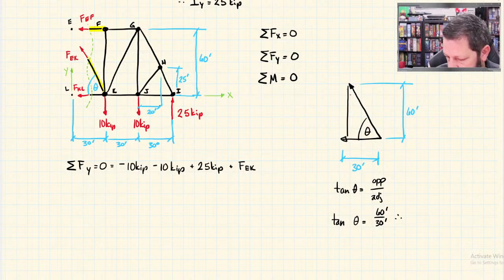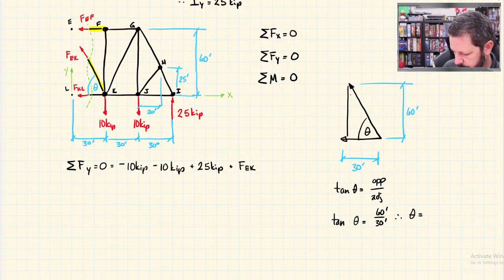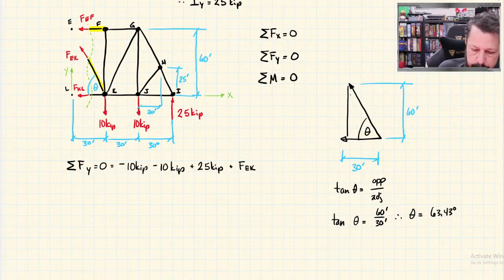Therefore, theta is equal to something. Let's see. How do I do inverse tangent? Inverse tangent. Nope, that's not it. Inverse tangent of 60 over 30 is 63.43 degrees. Okay, so that's our angle theta.